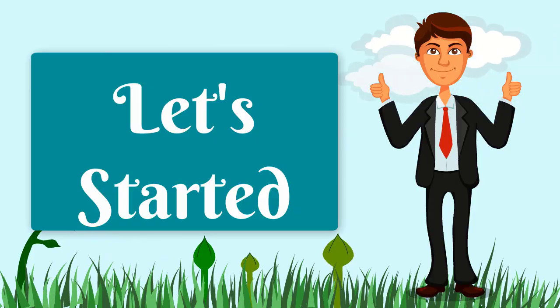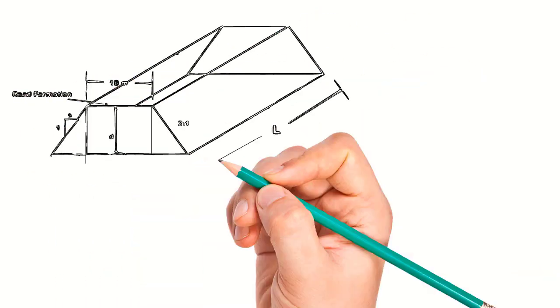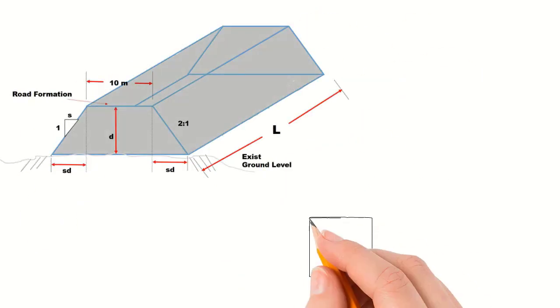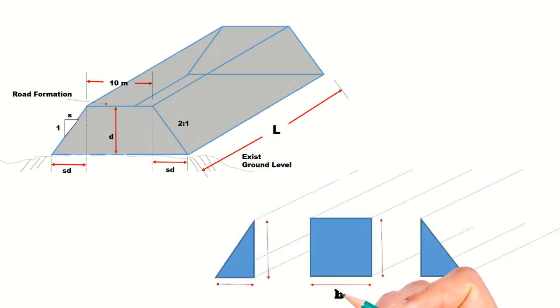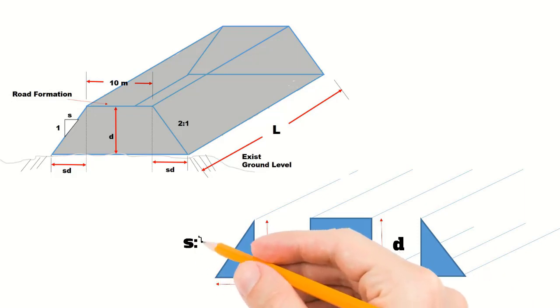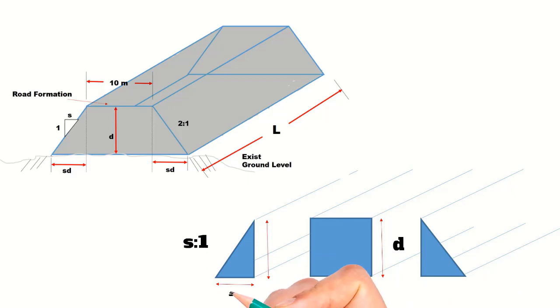Let's get started. The shape of the road is usually trapezoidal. It consists of one rectangle and two triangles. Consider the width of the road denoted by capital B and section depth by small d. Side slope is represented by S to 1. The base of the triangle will be equal to Sd.